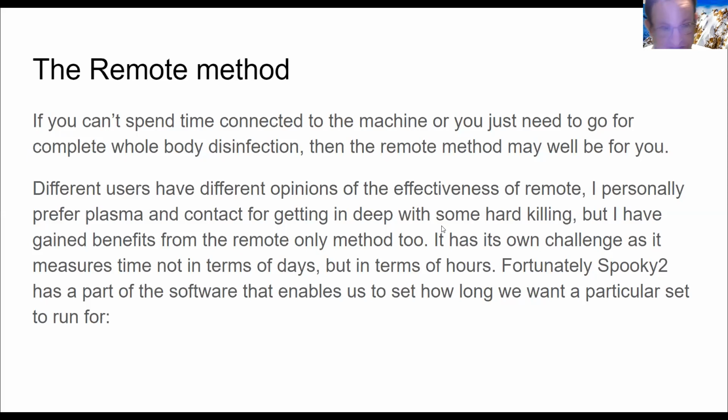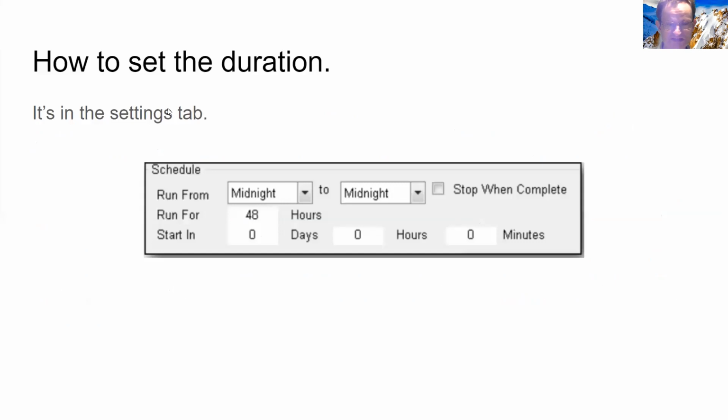It has its own unique challenge in that it measures time not in terms of days, but in terms of hours. Fortunately, the amazing John White and all of his wonderful wizards have created a method in the settings tab, which looks like this. You can adjust it to your specification, taking into account what the protocol says for each generator you are running. Or alternatively, you could just time it on your phone, like I do, because I like to keep things simple.